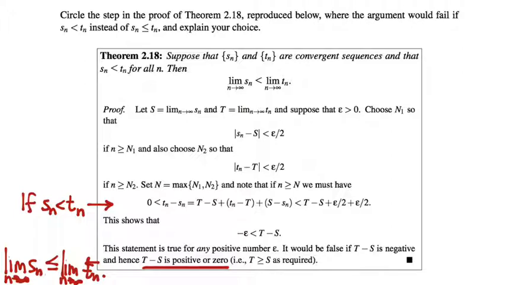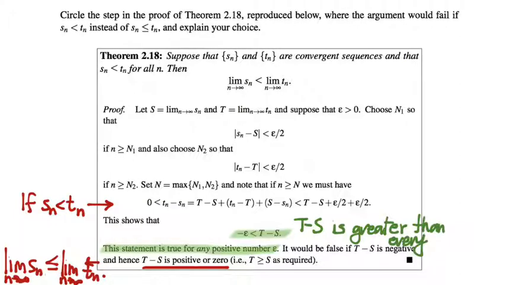Maybe that's another way to say what's actually conveyed in this part of the argument down here. So just to highlight it again, minus epsilon is less than t minus s for any positive number epsilon. Another way to say that is that t minus s is greater than every negative number. But what does it mean to be greater than every negative number? Or 0, right. This implies that t minus s is either 0 or positive.